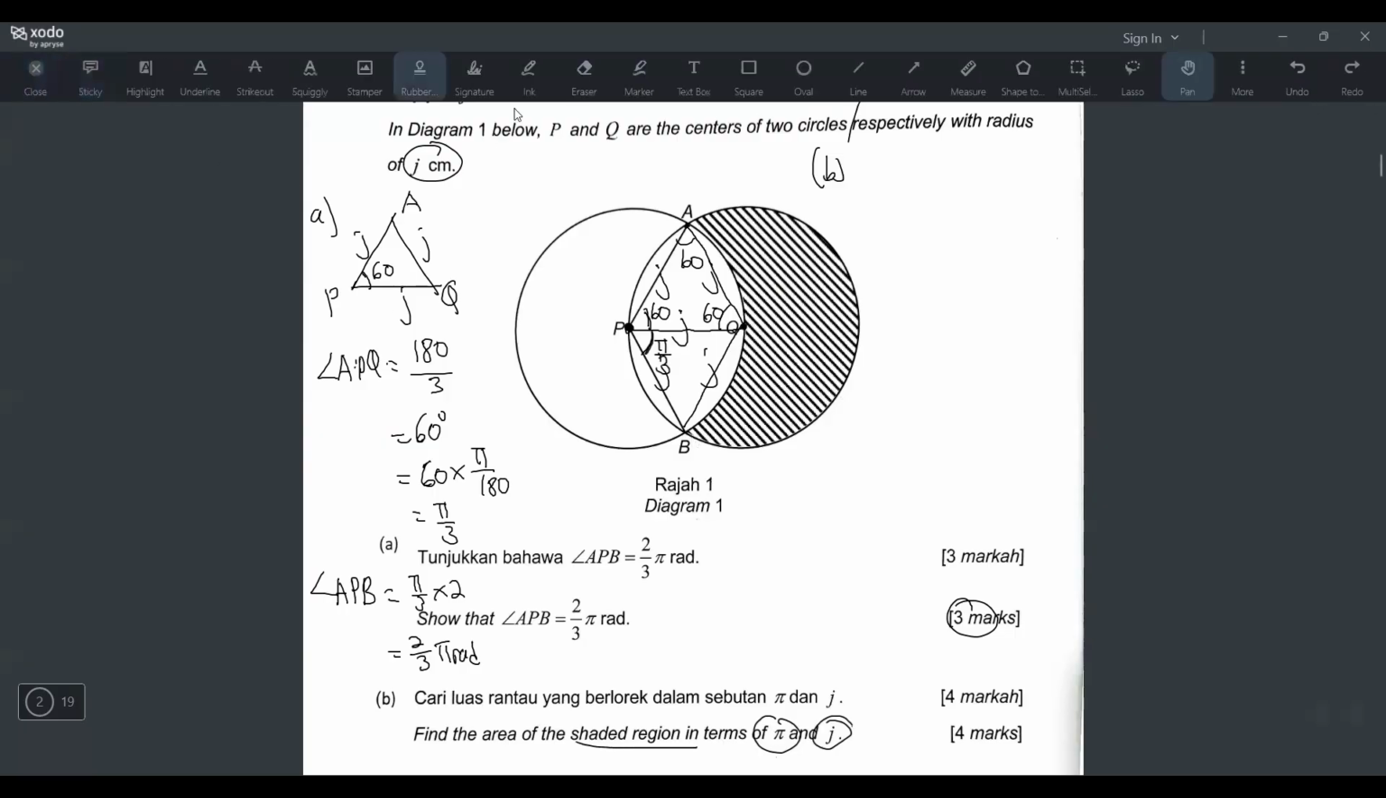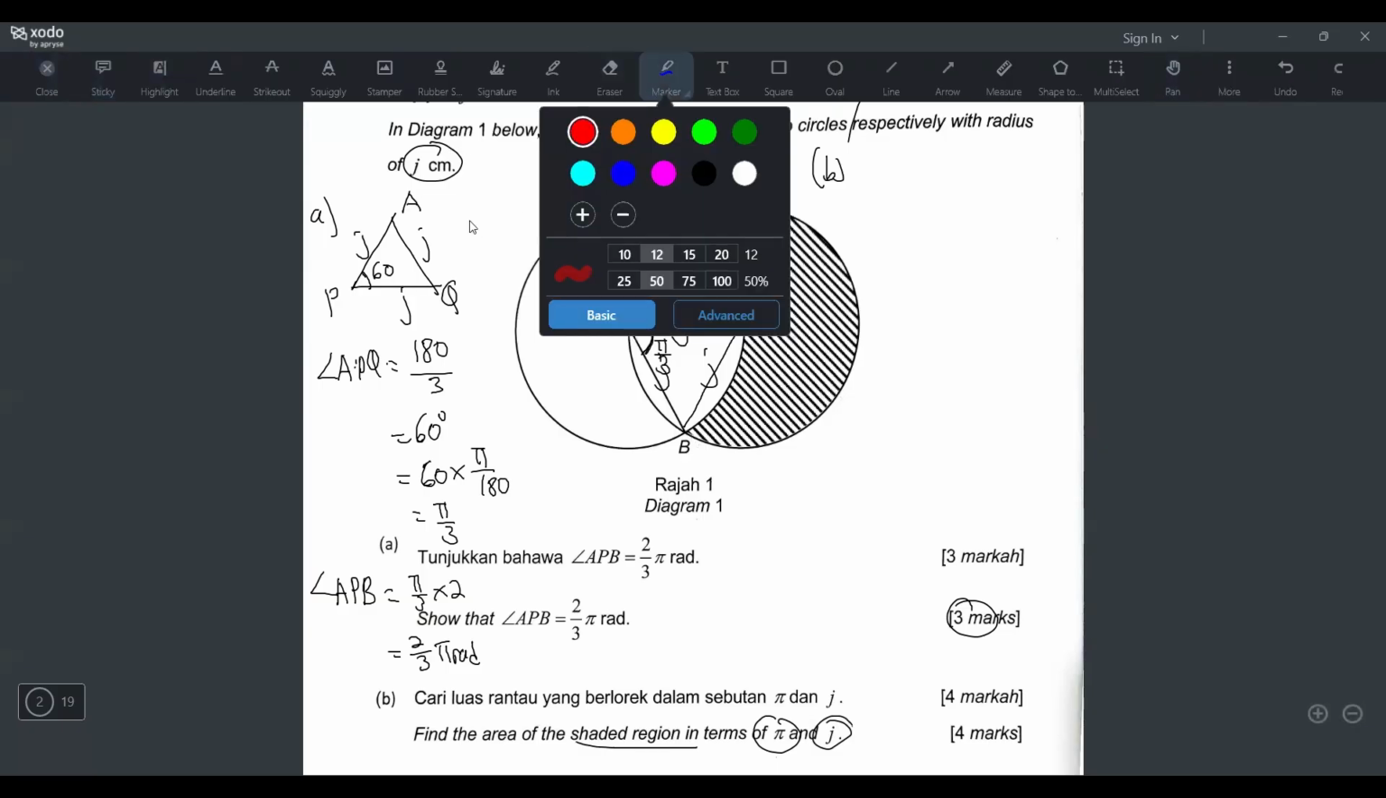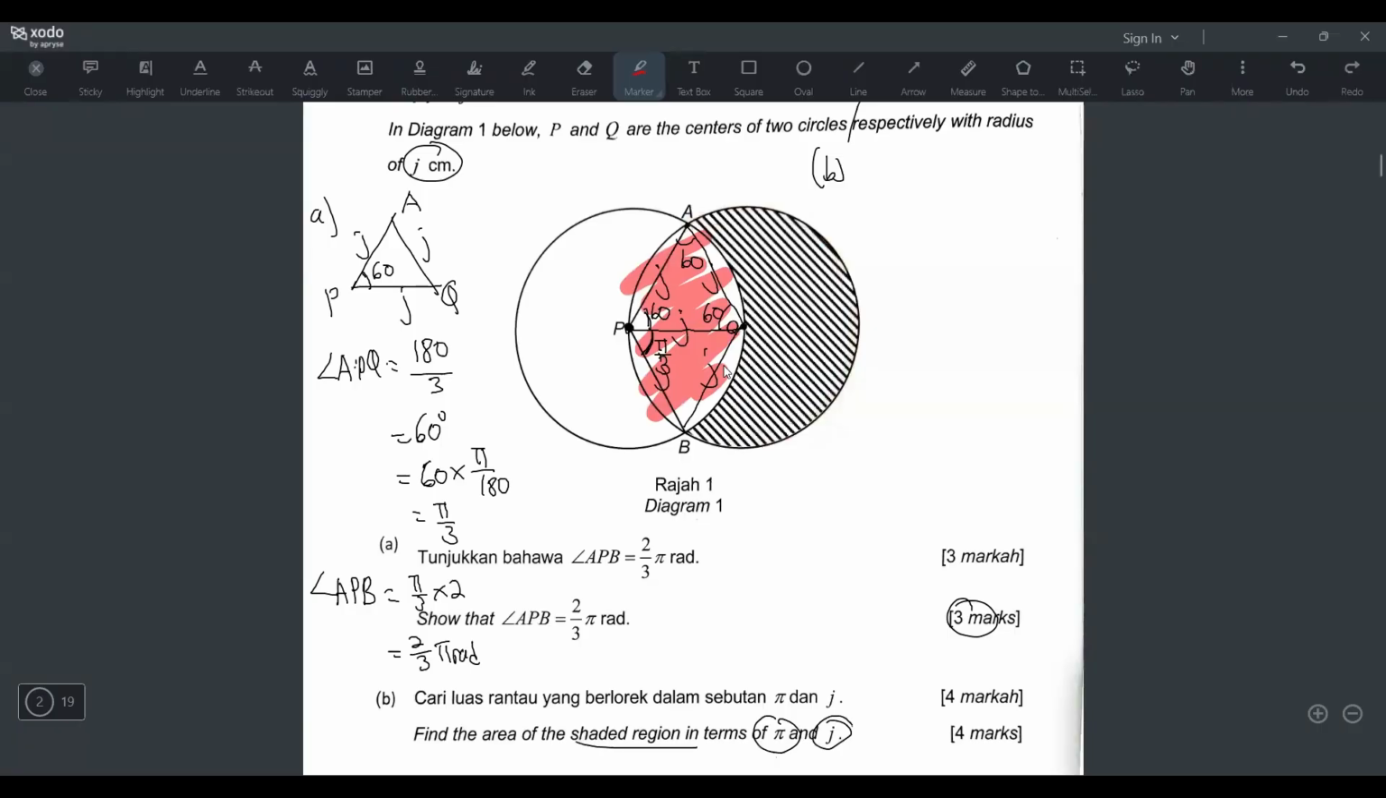First, let's try to plan nicely. I think my job is to get the area of the full circle, right? I need to find the area of the full circle, but then I have to minus this part. But how do we get the area of this part? I think I can break it down into triangles, right? Triangle. And then what is this?